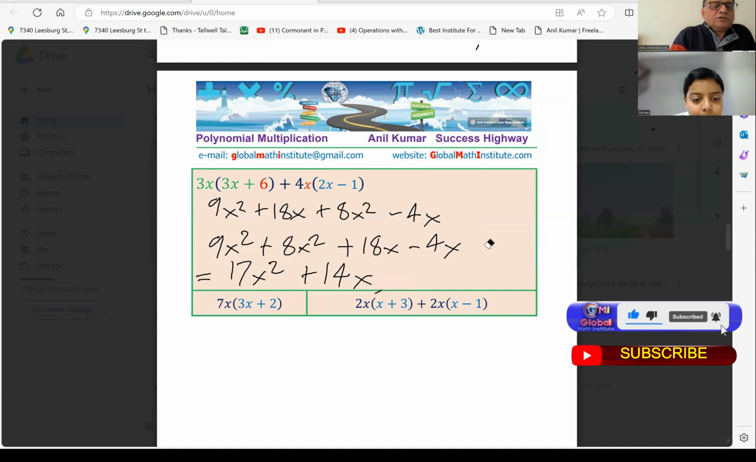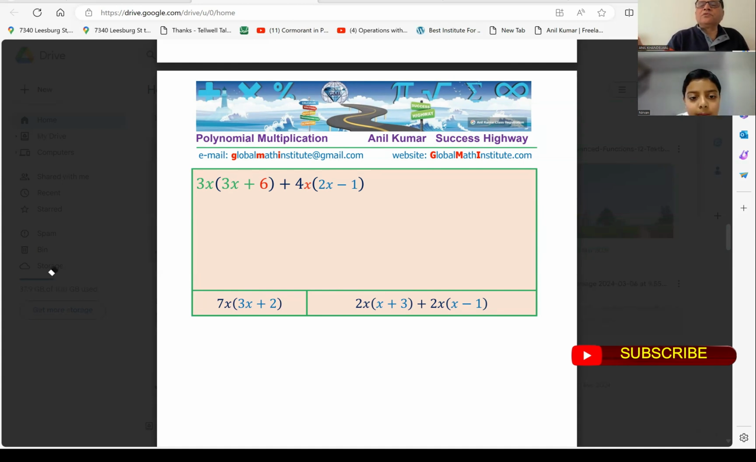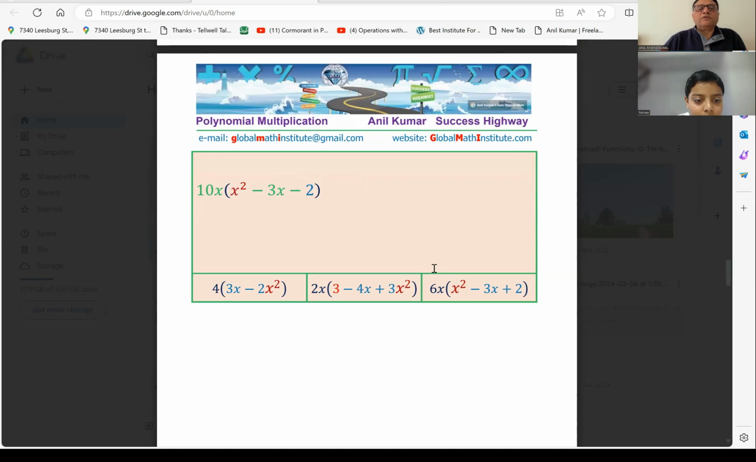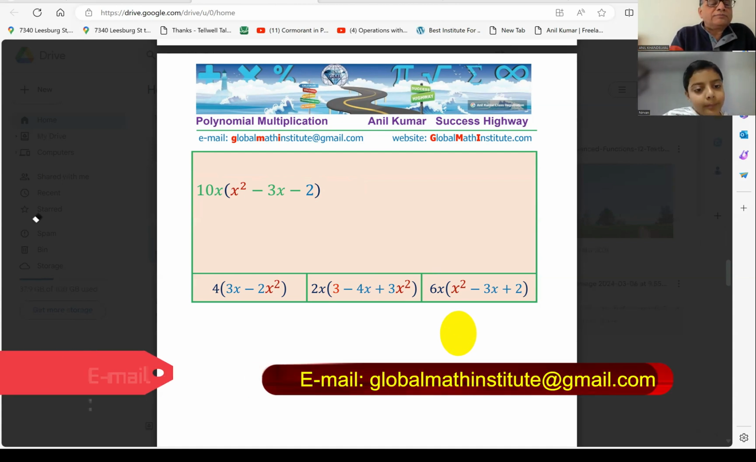So let's move on. So you know how to multiply and then add, right? So let's move on to the next set of questions for you. So now what we will do is we'll multiply a trinomial with one monomial. Can you do it and then tell me what do you get?